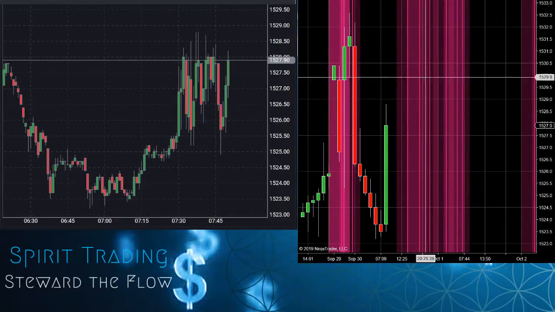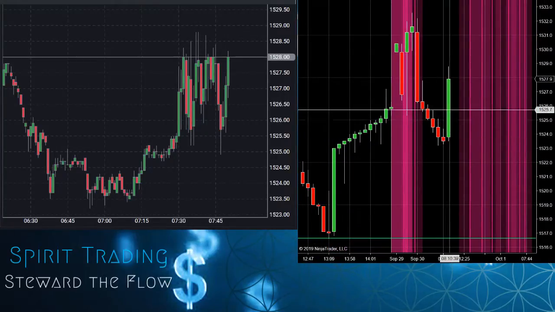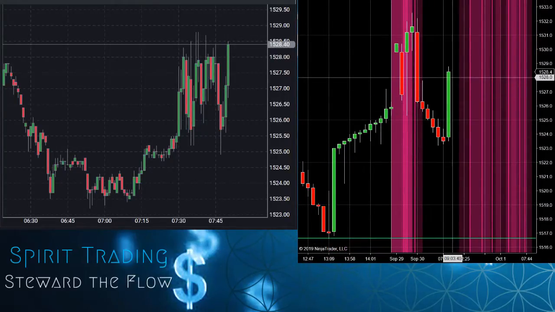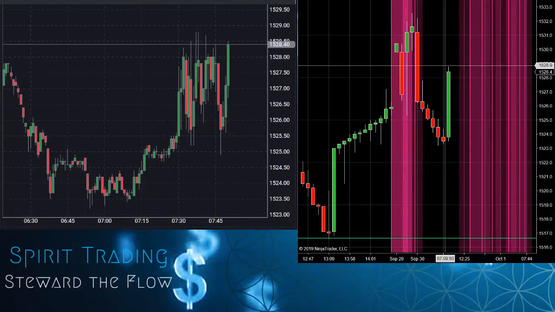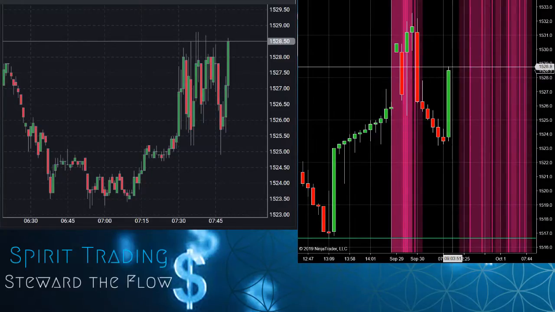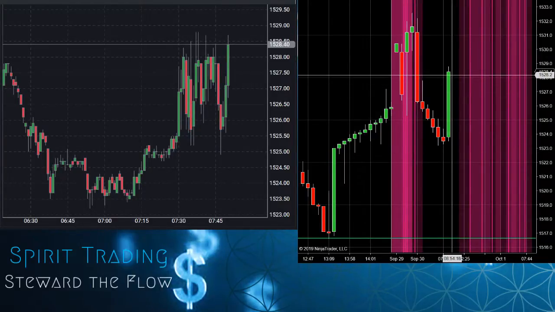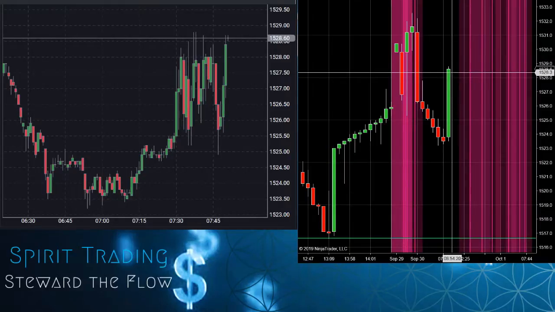Or there's another thing that could happen, where what would be a very interesting move would be if this thing shoots up, right? And if this bar closes and then it just starts coming down and there's no setup, there's no opportunity, right? There's no entry.